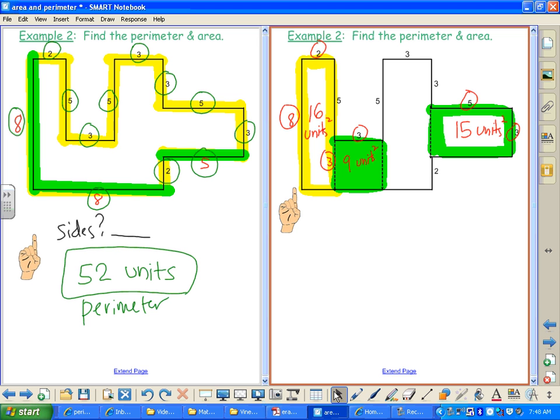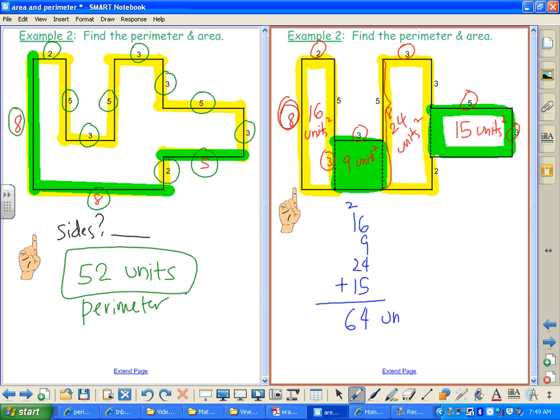Okay. Finally, this rectangle here is a 3. This length here is going to be the same as this length here, which is an 8. So 8 times 3 gives you 24 units squared. So I've got my area for the 4 individual rectangles, I need to add them up at this point. 16 plus the 9 plus the 24 plus the 15. Okay, you add them up. So 9, 18, 24, that's 3, 4, 5, 6, 64 units squared. So here is my area for this composite figure.